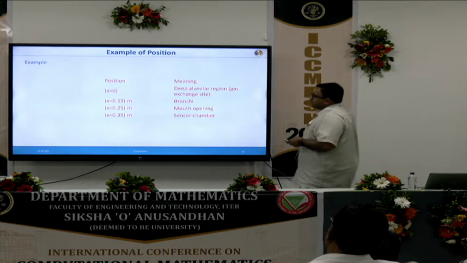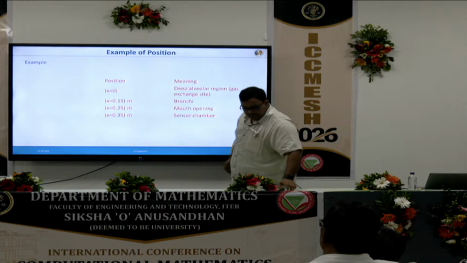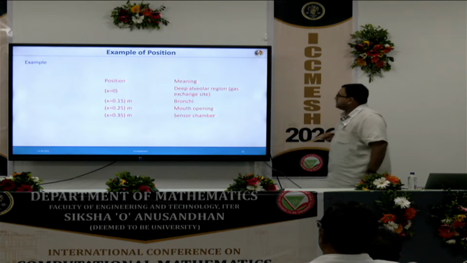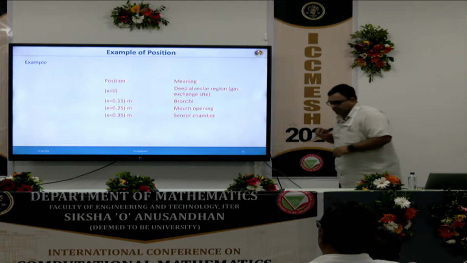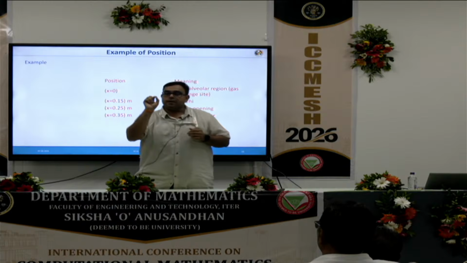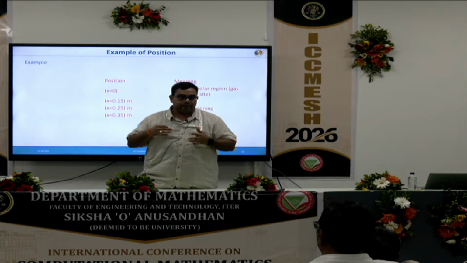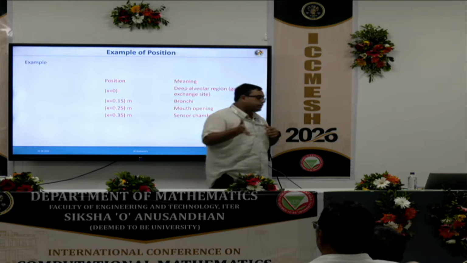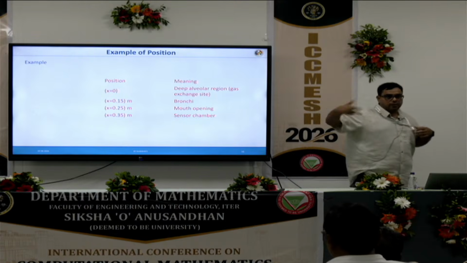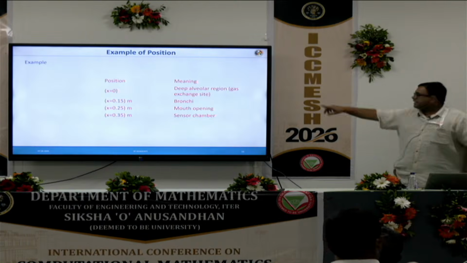So let me explain this with one example. x is equal to 0. This is the deep alveolar region where the gas exchange actually happens. If we see your lungs, they have small holes where gas exchange actually happens. That is the place where oxygen intake happens from the bronchi, and then it is allowed to pass through and go to the blood. So it starts from there.